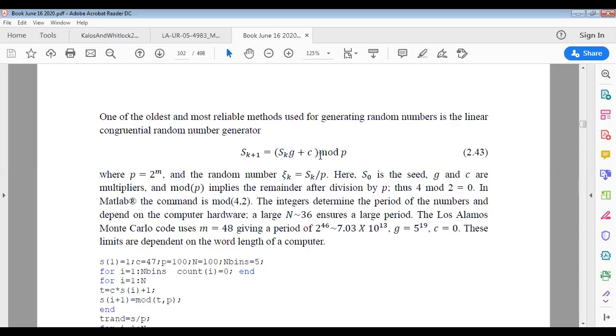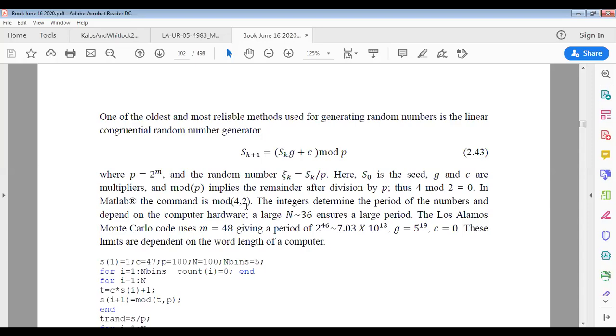Now g, c, and P, these are all numbers. P is 2 to the power m. And once you get S_(k+1), then you can divide it by P, and you get the random number, zeta k. So here S0 is the seed, g and c are multipliers, and mod P implies the remainder after division by P. For example, if you divide 4 by 2, you get a remainder of 0. If you divide 5 by 2, you get a remainder of 1. So this is the remainder part. The Matlab command for mod is, for example, for this thing would be mod(4,2).